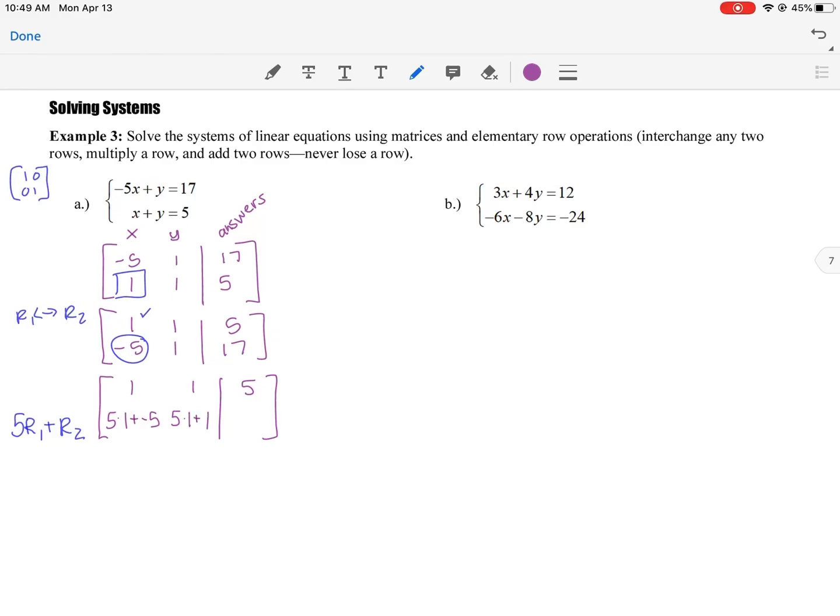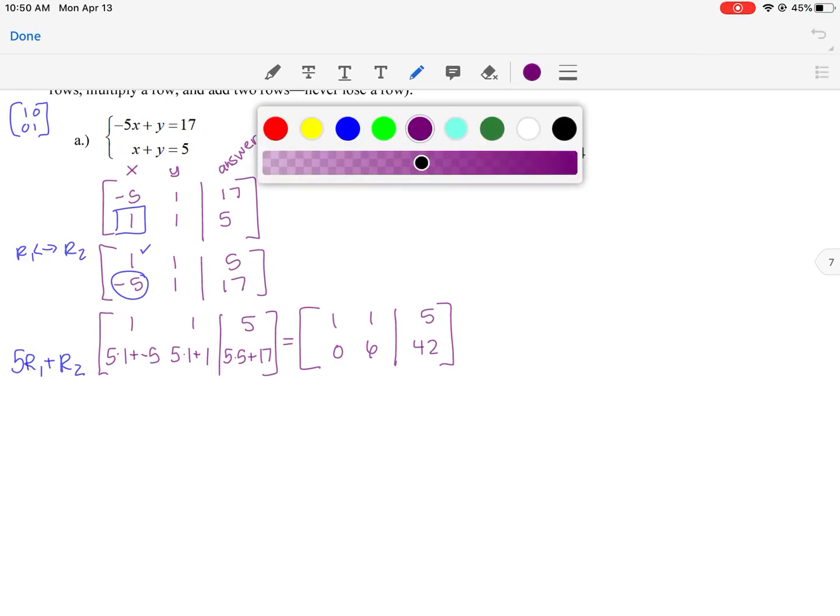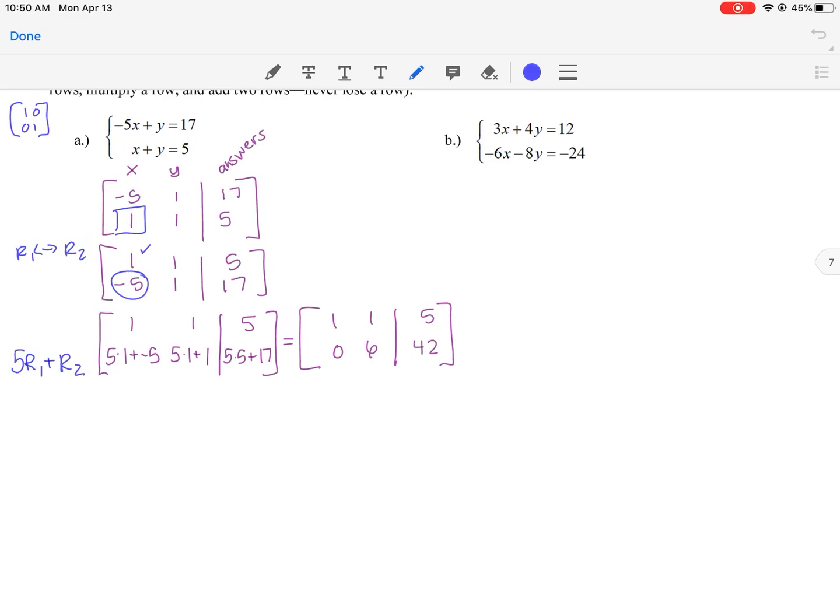So I'm going to do 5 times 1, which is 5 times the top row, plus -5, the bottom row. I'm going to do 5 times 1, the top row, plus the bottom row, which is 1. I'm going to do 5 times 5, the top row, plus the bottom row of 17. So this is really equivalent to the top row not changing at all, and on the bottom row I now have 0, then 6, and 5 times 5 is 25, plus 17 is 42.